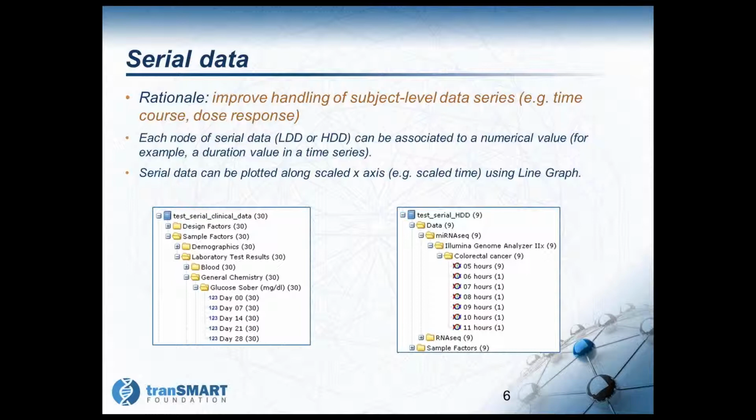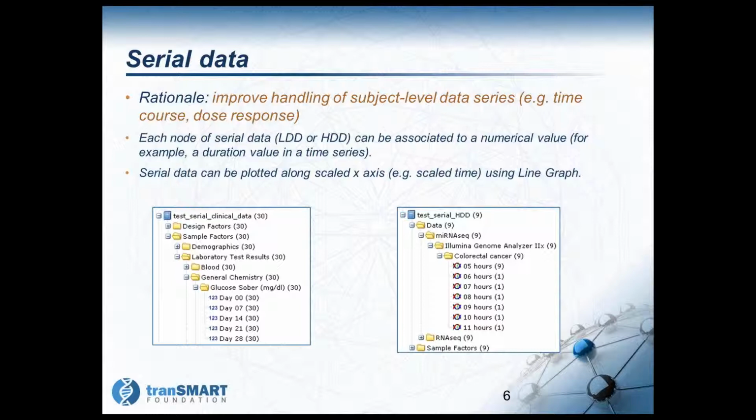So one very last slide to introduce the developments we made to better support what we call serial data. So serial data means data which come in series, such as time courses, dose responses, different sampling conditions, and so on. So those serial data are now better handled by tranSMART. For example, each node of serial data, whatever low-dimensional or high-dimensional, can now be associated to a numerical value, for example, a duration value in a time series.